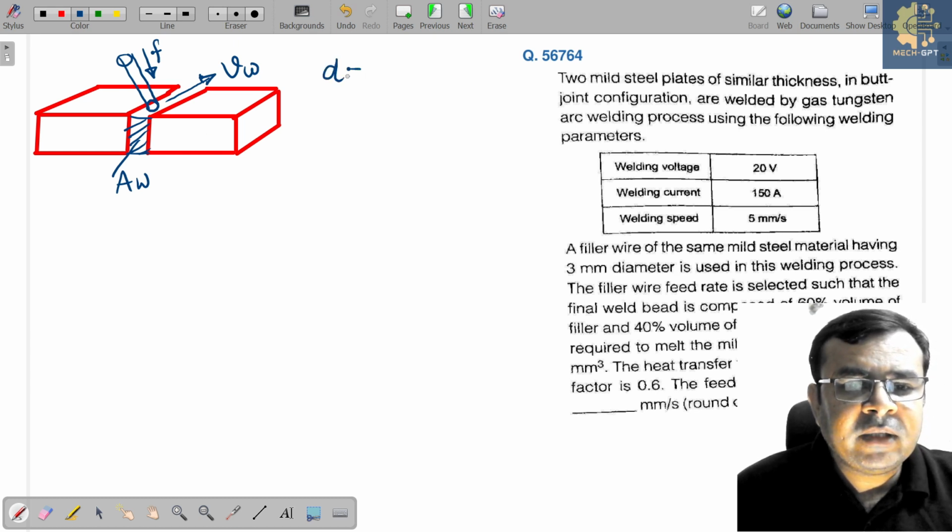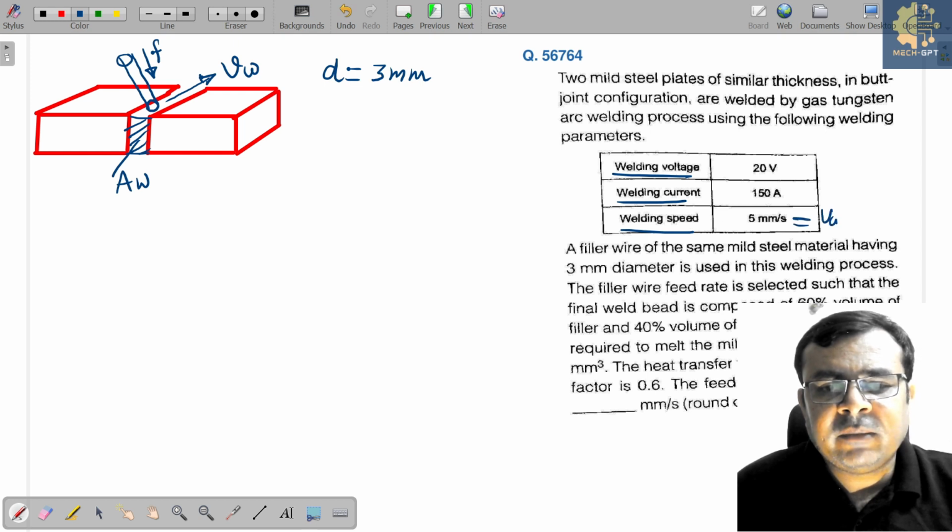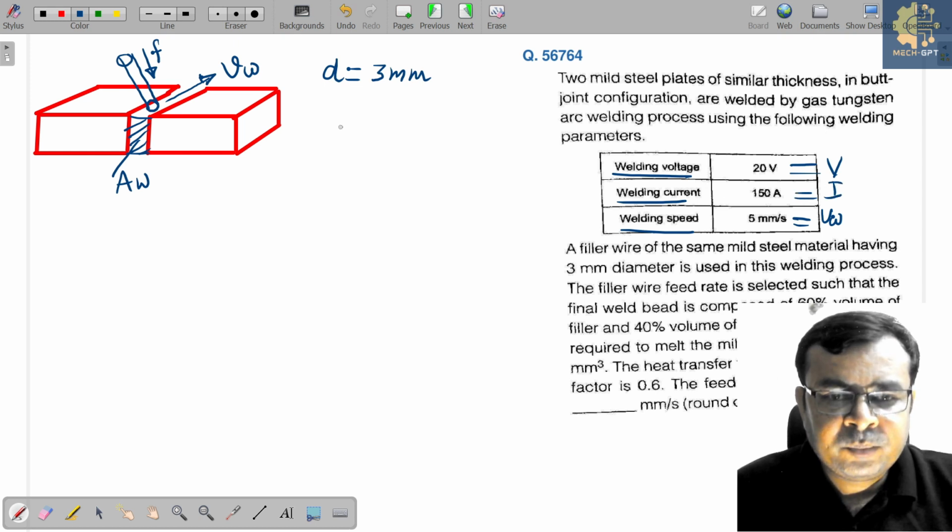So here you can see the filler wire of the same metal, mild steel material, having 3 mm. It is already given here. Welding voltage, current and speed are also given. This is VW. Correct? This is voltage, capital V. This is current, that is capital I.